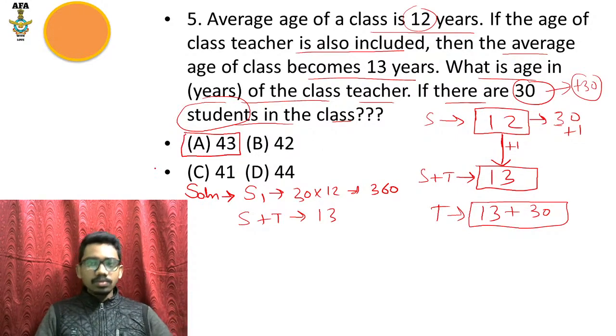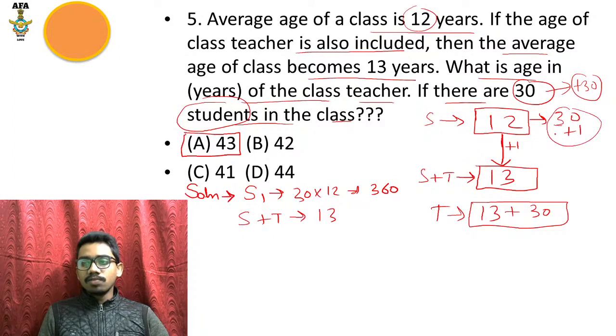Clear? Average age of class is 12 years. If the age of the class teacher is also included, the average for students is 12, and with the teacher it is 13. What is the age of the class teacher? The age of the class teacher is being asked. So if the age of all the students gets increased by 1 year, then the average will also get increased by 1 year.